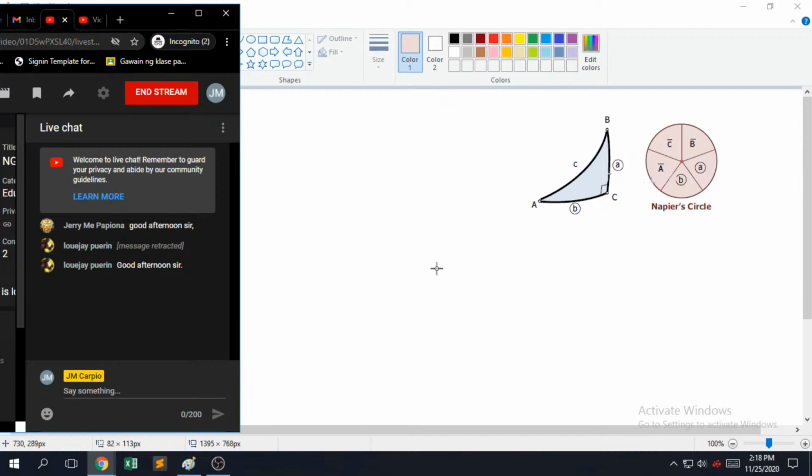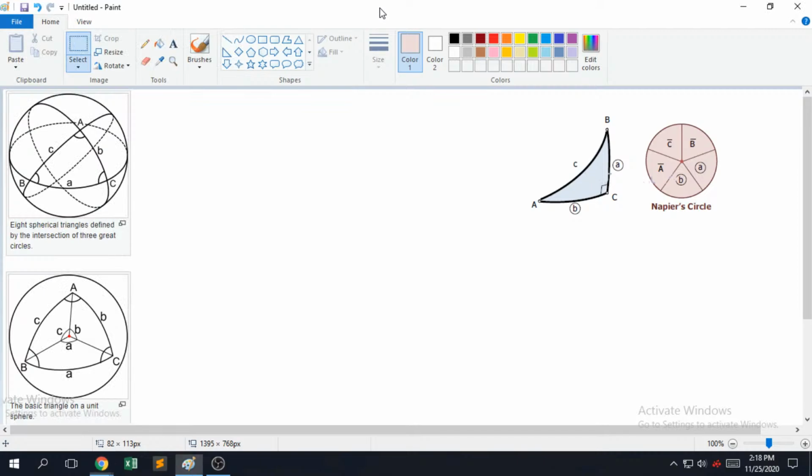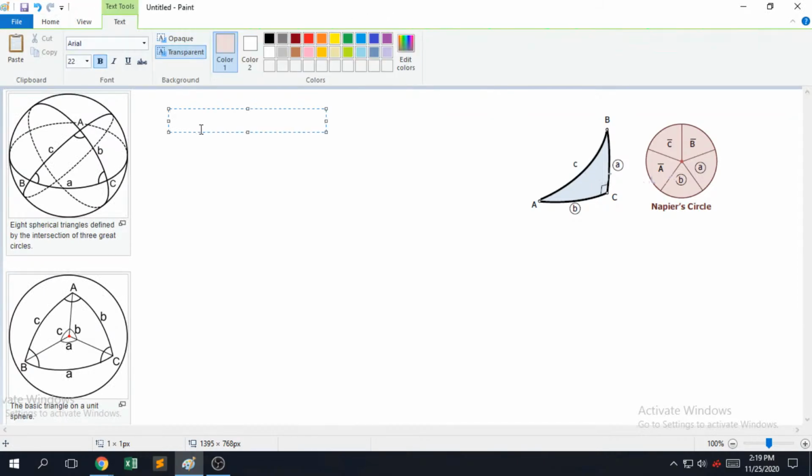So I'll start. Good afternoon. Welcome to this week's live consultation hour. I will solve an example for CO3. Write: spherical triangle.